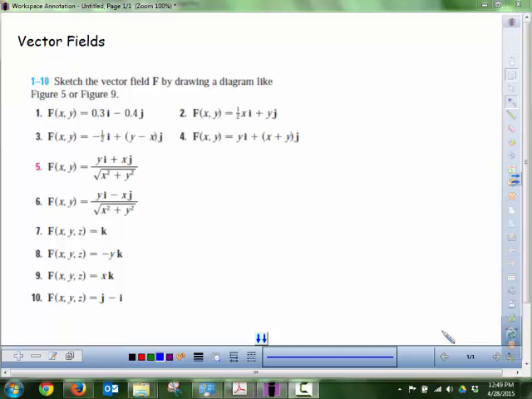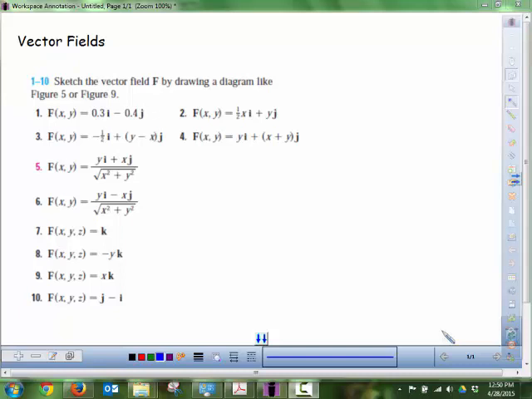Let's get started. Now, vector fields today, and maybe some integrals. Let's take a look at a vector field. Here's some examples of things to do with vector fields.